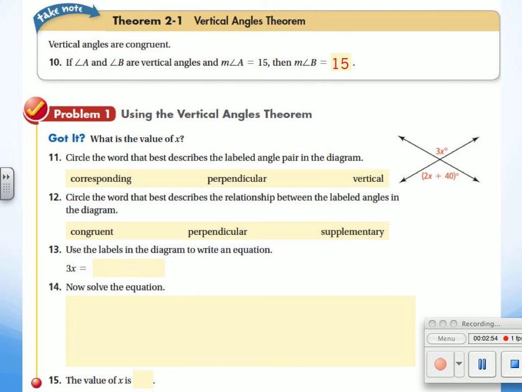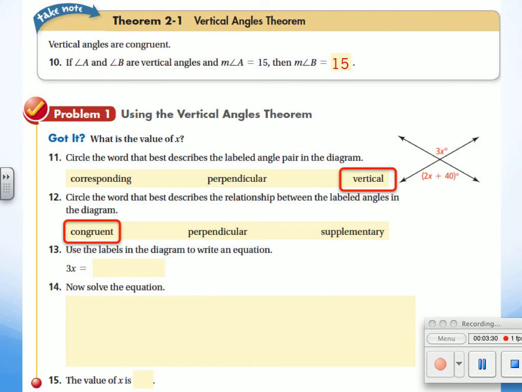So how would we use the vertical angles theorem? We use it to solve problems. In the drawing on the right, one angle is equal to 3x degrees and the other angle is equal to 2x plus 40 degrees. We're going to circle the word that best describes the labeled angle pair in the diagram. You try to say that fast. Circle the word that best describes the labeled angle pair in the diagram. They are vertical angles.